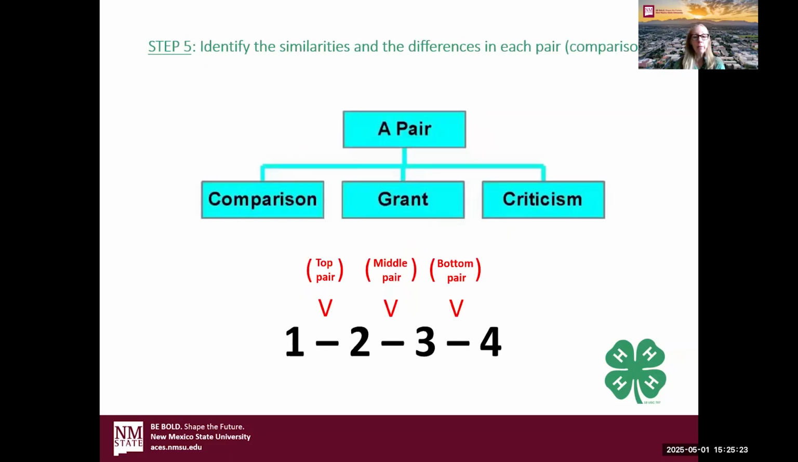In step 5, you'll identify the similarities and differences within each pair in your comparison. For example, at the bottom of the screen in our generic class placing, your top pair is going to be between your first and second individual. Your middle pair is going to be your second and third individual, and then your bottom pair between your third and fourth. So you'll start by comparing these individuals within your pair, and you'll want to offer a positive feature and then also a negative feature that might criticize that individual.